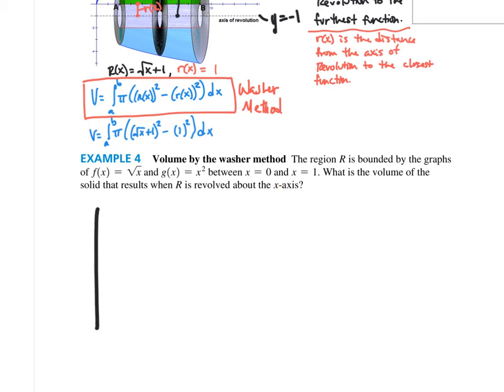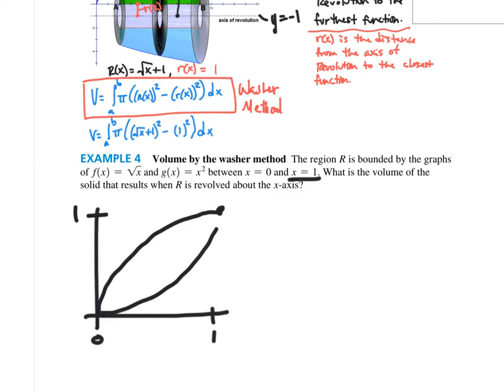It doesn't give us a graph or anything, so I'm just going to draw a graph between 0 and 1. And I know that when I plug 1 in for x into either of my functions here, I'm going to get 1. So I'm going to plot a y value of 1, and I'm going to plot that point, 1, 1. I have the square root of x that looks like this, and then I have the equation x squared that looks like that. So this is f of x equals the square root of x. This is g of x, which equals x squared, okay?